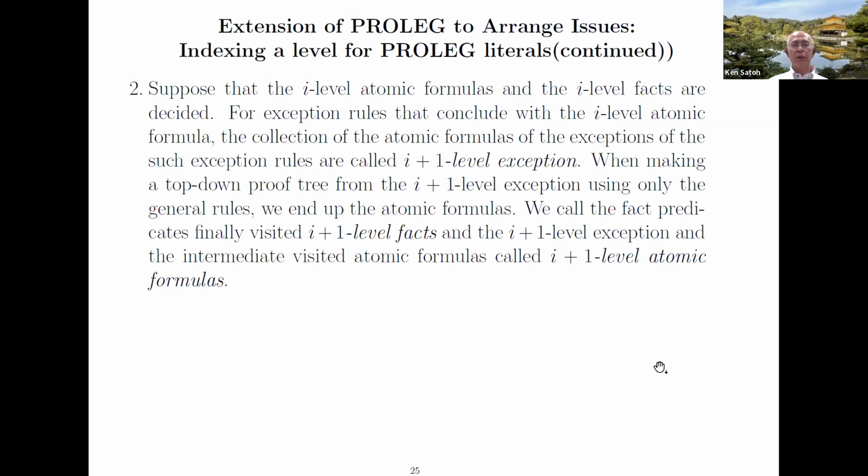Suppose that the I-level atomic formulas and the I-level facts are decided. Then we consider the exceptions. For exception rules that conclude with an I-level atomic formula, the collection of atomic formulas of such exception rules is called the I+1 level exception. So if there is an exception, the level is incremented by 1, and so on.